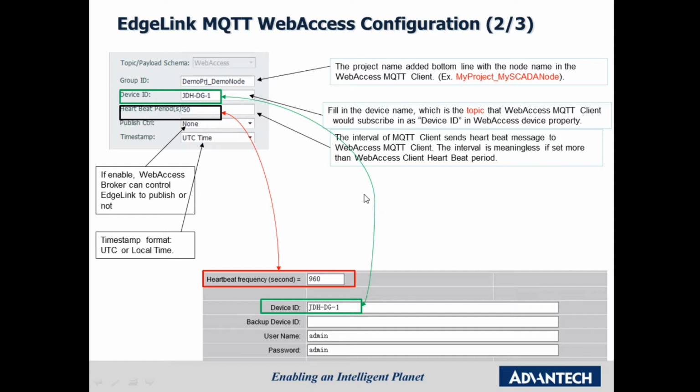And heartbeat period means the client will send a heartbeat message to WebAccess, and the interval is meaningless if it is set to more than the WebAccess client heartbeat period. Another 2 parameters are publish control. If it is enabled, the WebAccess broker can control EdgeLink to publish or not. And for timestamp, there are 2 formats to set up, UTC or local time.